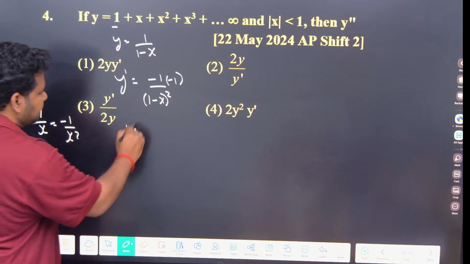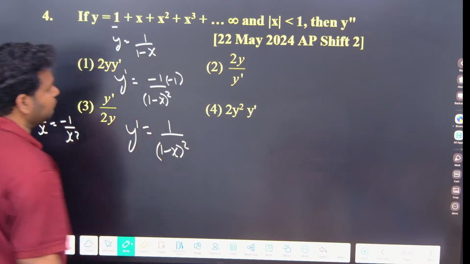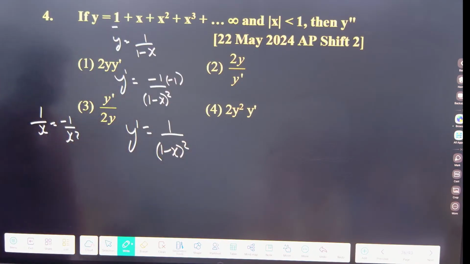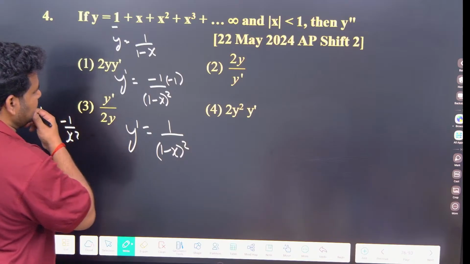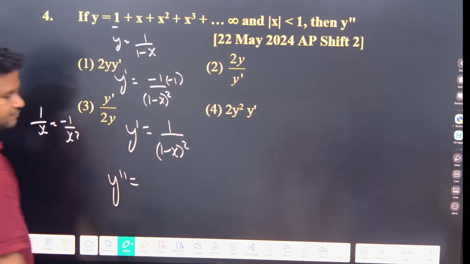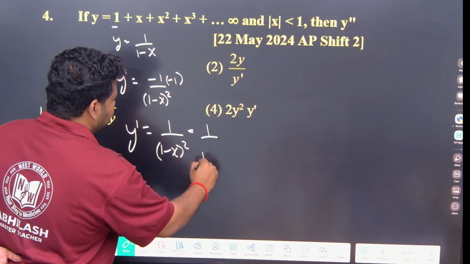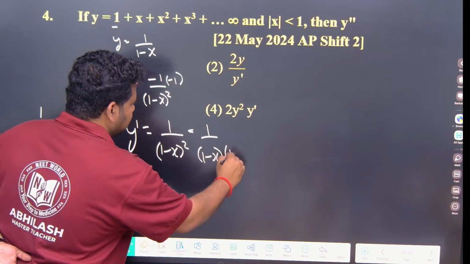So y dash is 1 by 1 minus x whole square. Now y double dash. What is y double dash? See, this one I can write as 1 by 1 minus x into 1 minus x. Correct?